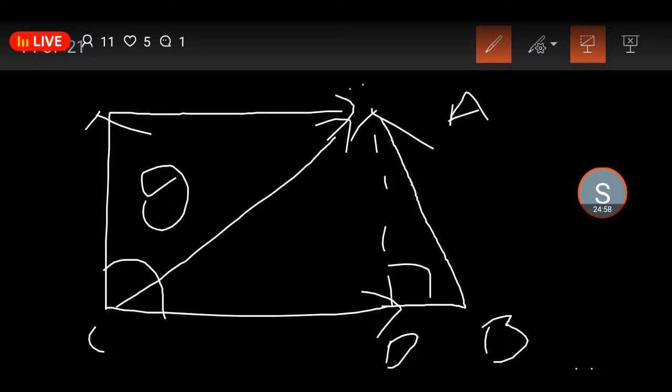So if we consider the triangle ACB, a right angle triangle. Okay, ACB, remember that. If ACB, let's take sine 180 degree. Sine, sorry.